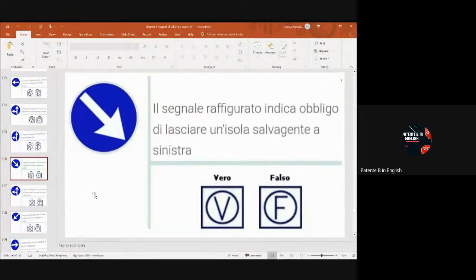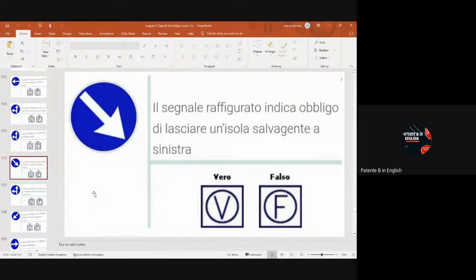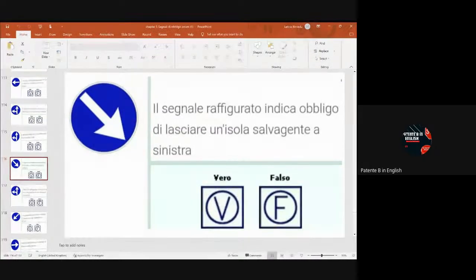Il segnale raffigurato obbliga di lasciare un'isola salvagente a sinistra, vero o falso? Vero or falso to this particular question?